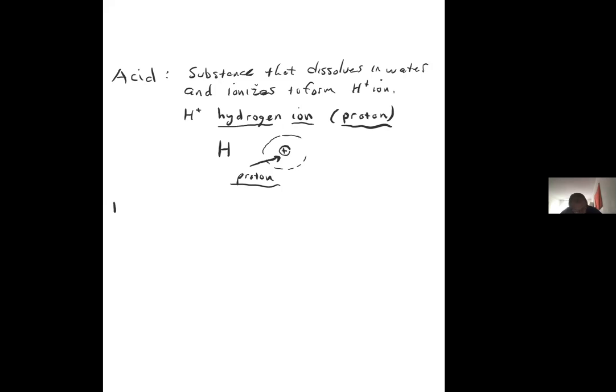So for example, HCl is actually a gas in its pure form at room temperature and atmospheric pressure. If you put it into water, meaning you bubble some of this gas into the water with a little tube, it will react with the water, and what you get is H plus dissolved in water and Cl minus dissolved in water. You get hydrogen ions or protons and chloride ions. That tells us it's an acid, because it's forming the H plus.